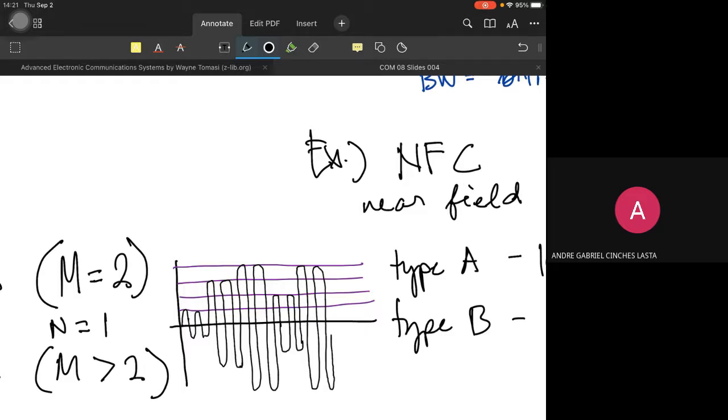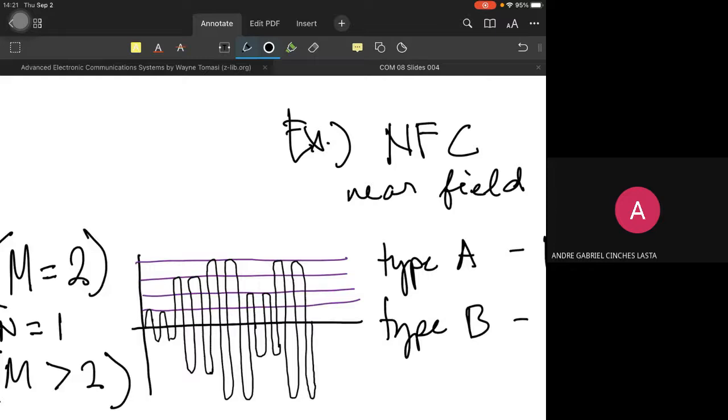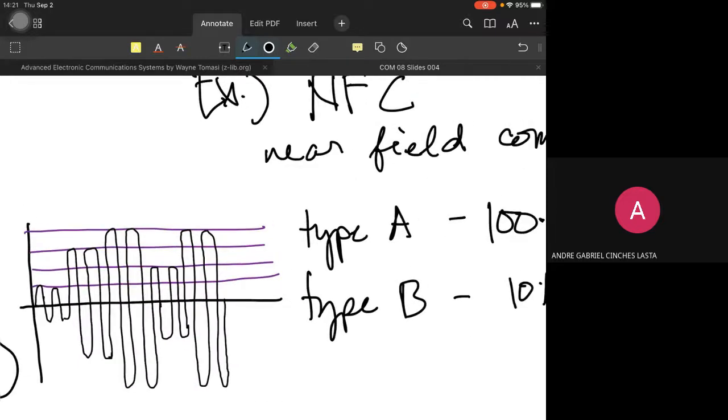So I hope you get the picture. So it is M-ary because M is equal to 4 in this example. So this is a 4-ASK, or maybe Q-ASK, Q for quaternary. So this may be 00, 01, 10, and 11.